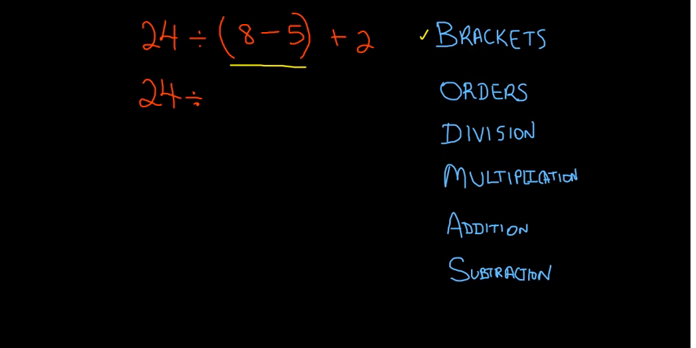Alright? So when we do 8 minus 5, we get 3. And then from here now, the next thing we need to do is this division. Alright? So we're going to do 24 divided by 3, which will give us 8. And then we'll do addition. And 8 plus 2 will give us 10. And that's how we get our answer. Right? So our final answer is 10.